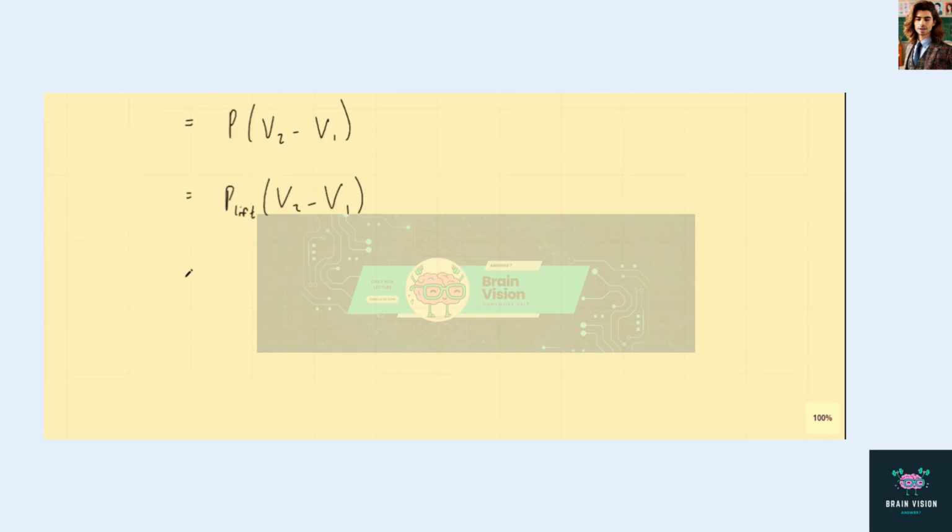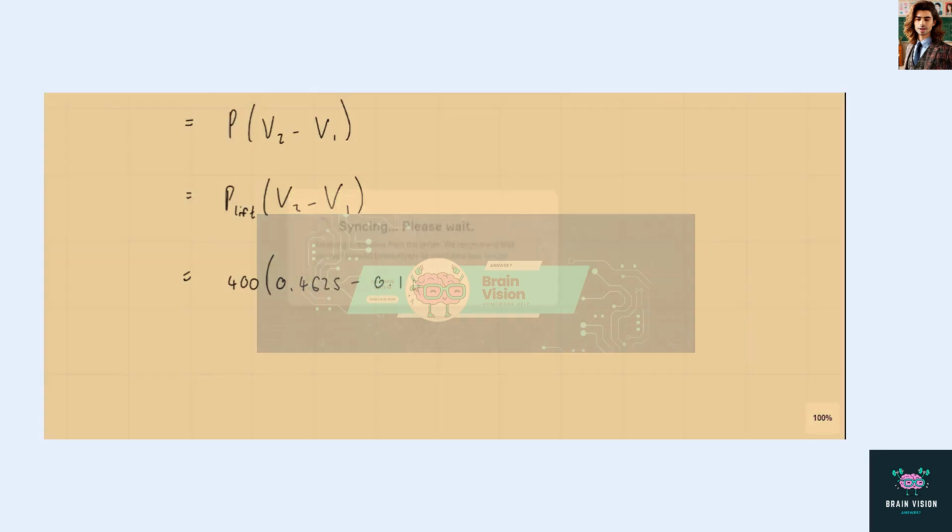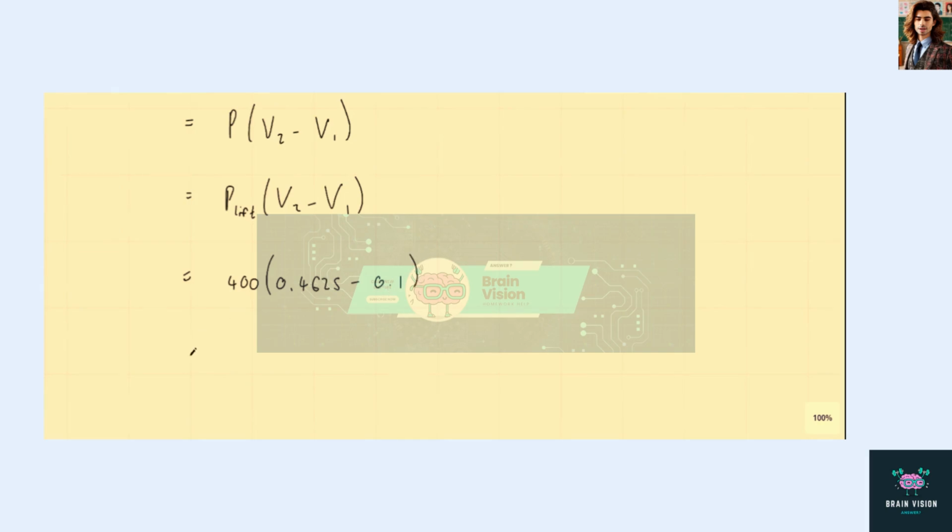And we can put our values into this to find the work. So this is the lift pressure 400 kilopascals times the change in volume 0.4625 minus 0.1. And so we get the work done to be 145 kilojoules.